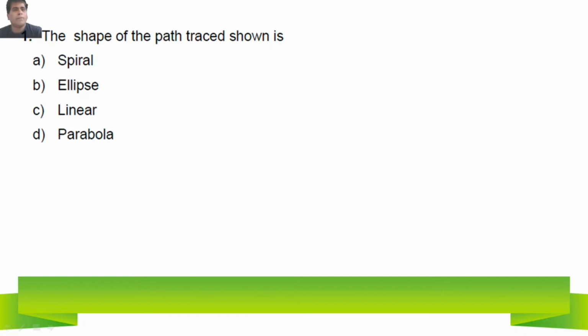The shape of the path traced shown is, already in the question he has given the hint, a parabola form. So it's not spherical, not an ellipse, not linear. Coming to the next question, the first question's option goes to D.